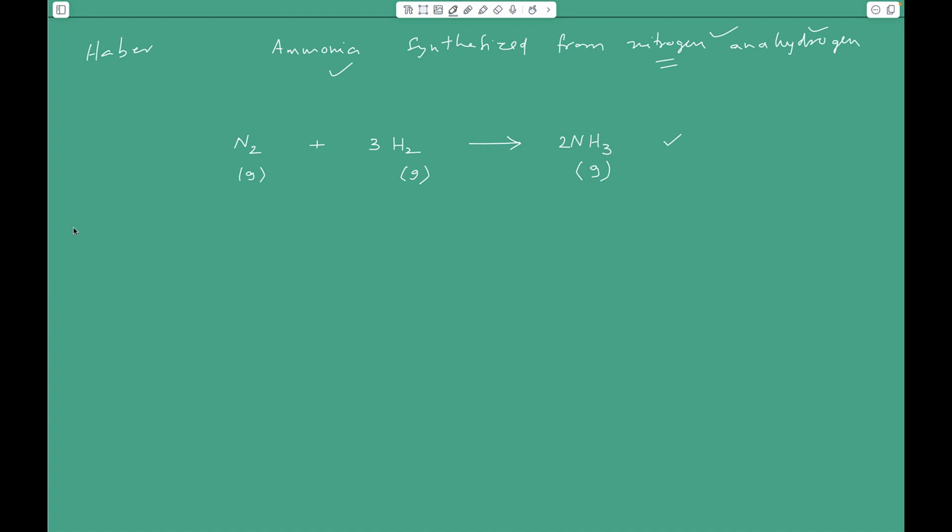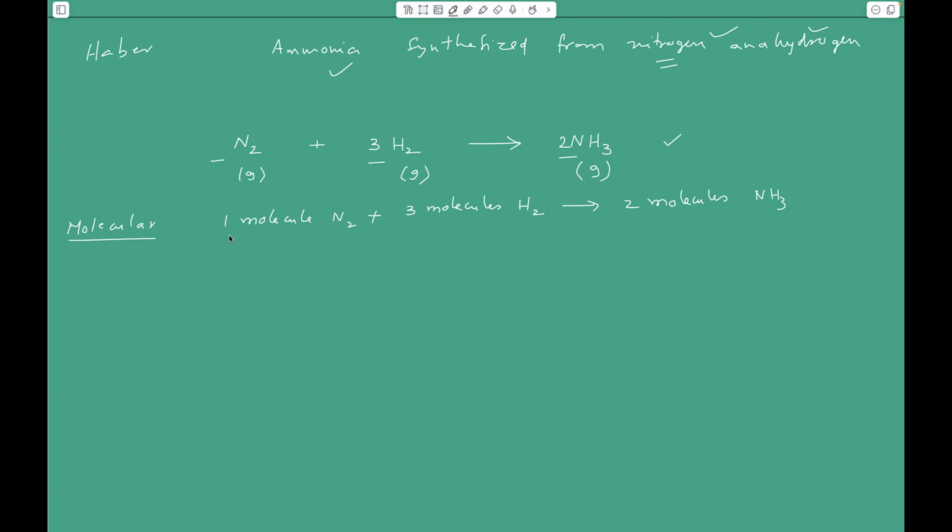Now what is the molecular interpretation? It says one molecule of nitrogen combines with 3 molecules of hydrogen to produce 2 molecules of ammonia. That is what these stoichiometric coefficients tell us.